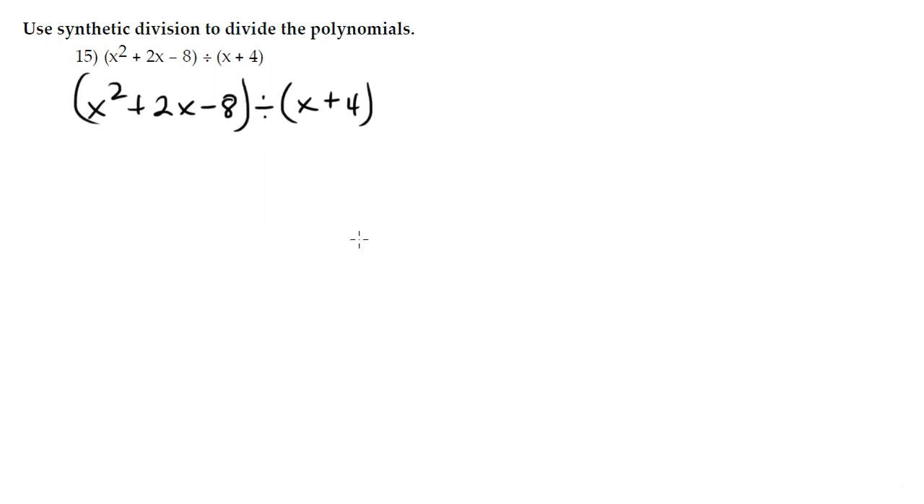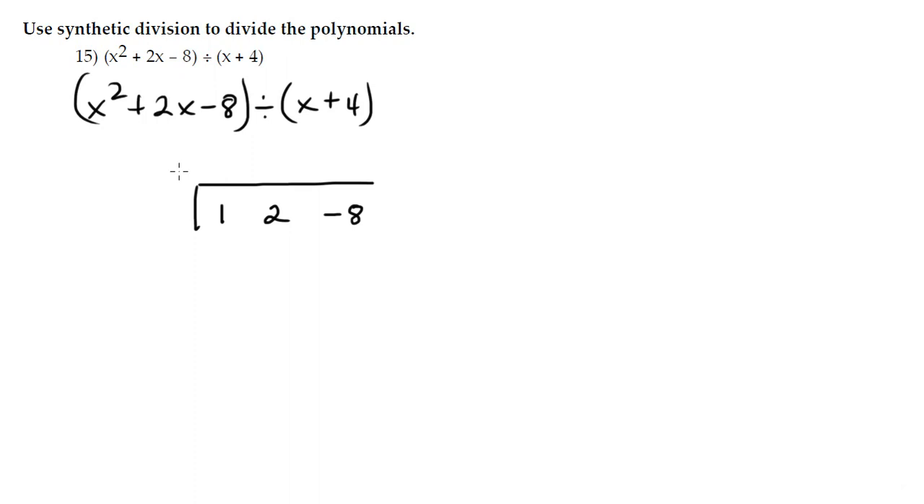All right. So synthetic division is an approach to division that utilizes just the coefficients of the polynomial that we're dividing. So let's pull out these coefficients. The coefficient of x squared is 1. Coefficient of x is 2. Coefficient of my constant is -8.